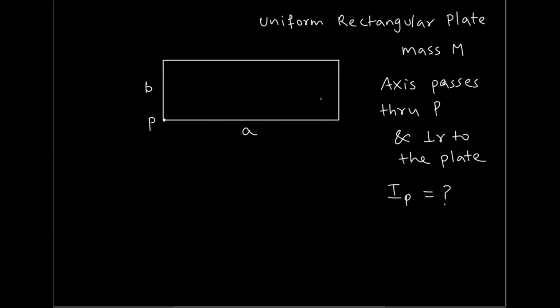Here, in the plane of the rectangular plate, I can treat this as the x-axis and this as the y-axis. But I need the moment of inertia about an axis perpendicular to the plate and passing through P. Maybe I'll call that the Z-axis. What we need is Iz.